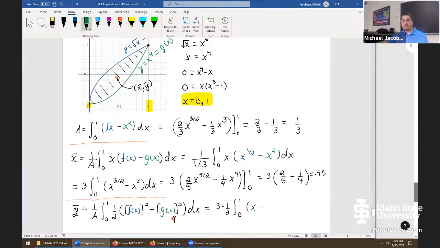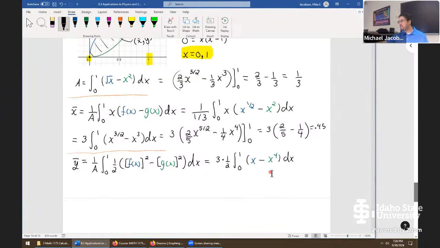From down here, we're squaring g of x. Looking up the function, it's x squared. So x squared gets us to x power 4 next. And now we're in business. That's not too bad of an integral to get through.